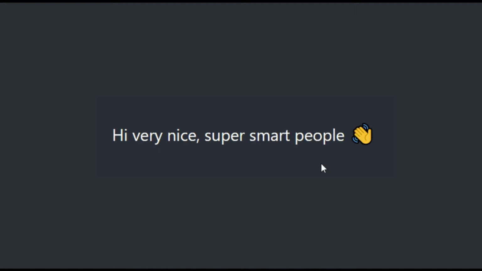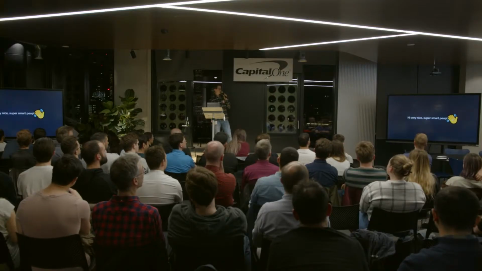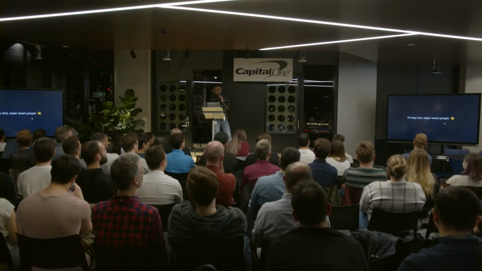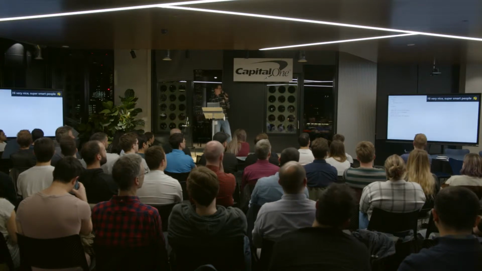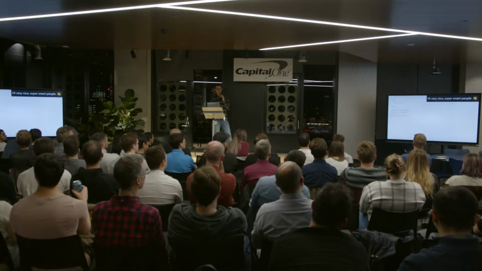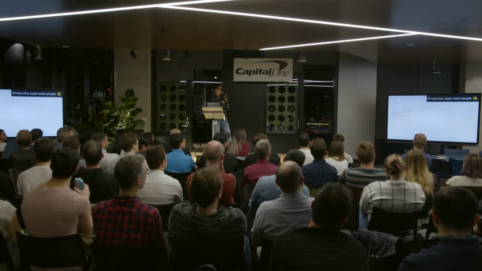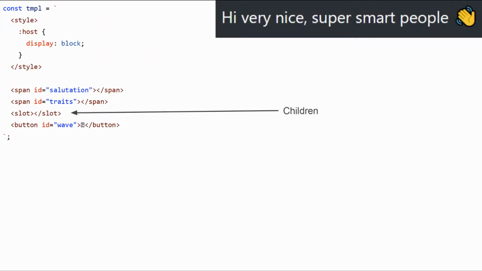Yeah, it has a salutation. It shows very nice and super smart people, and it has this little hand that you can click. And I mean, the markup is really simple. We just have some styles. We can actually use IDs here, and it's pretty safe because it's in the Shadow DOM, so our IDs are like in this place only. The slot is a specific thing I want to point out, because that's the part where our children are rendered. Like, imagine this basically being props.children in React.